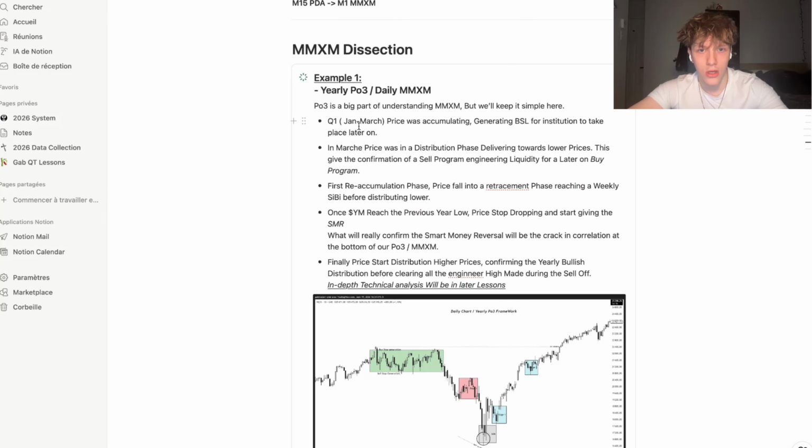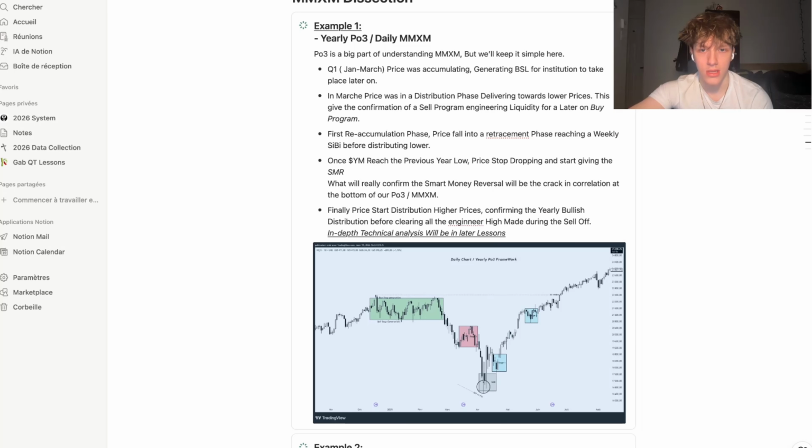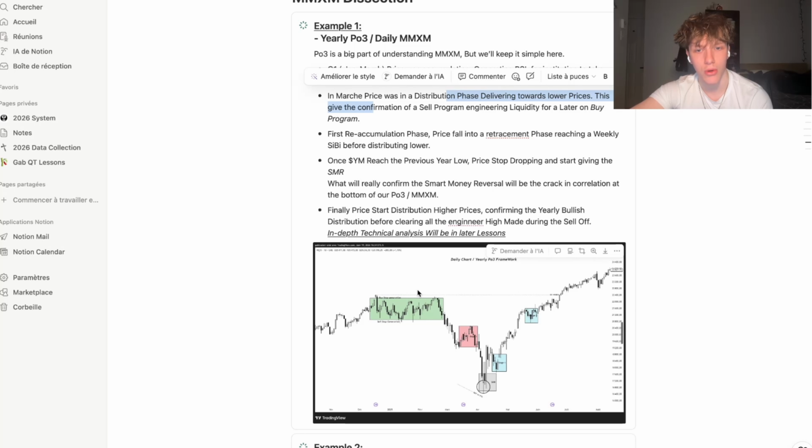Pretty simple. So Q1, January to March, price was accumulating, generating buy-side liquidity for institutions to take place later on. As you can see, right there, the high is generating sell stops. In March, price was in a distribution phase, delivering towards lower prices. This gave the confirmation of a sell program, engineering liquidity for a later buy program.